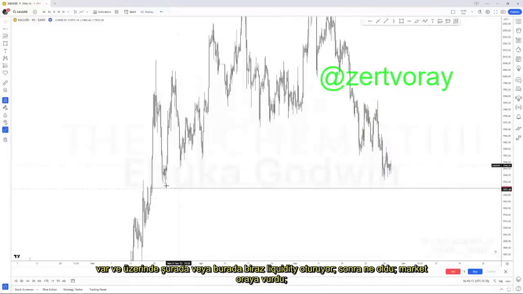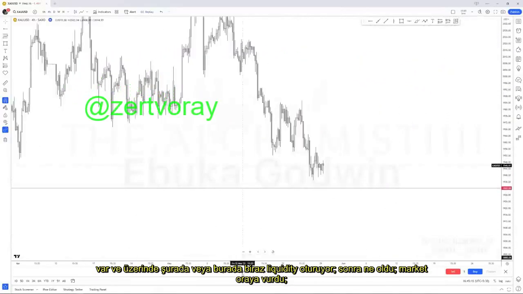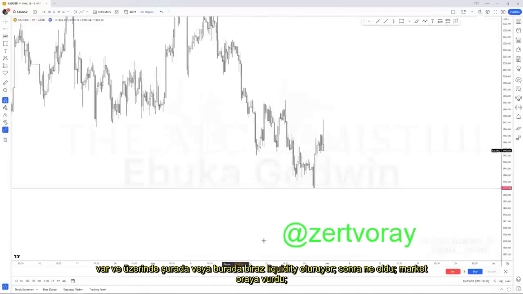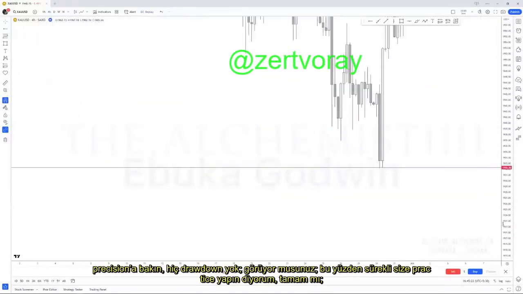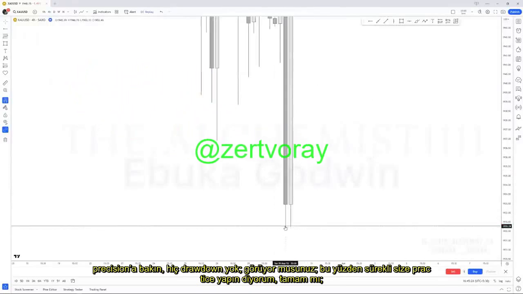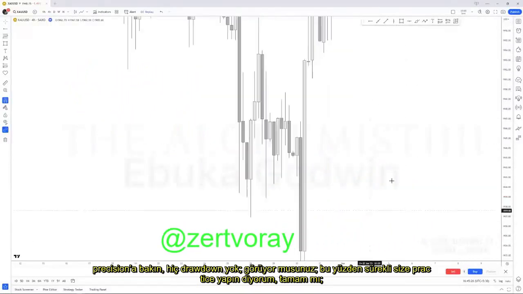With some liquidity sitting above it here, or maybe here. And then what happened? The market did that. Can you see the precision? Look at this. No drawdown. See that? That is why I keep telling you to practice.